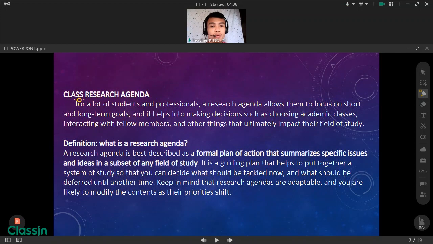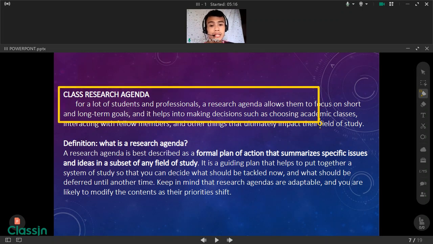Now, when you're going to make a research class, it's important for you to plan the schedules of your research. Why? Because if you're not going to make a schedule, you will be confused about the capacity of the time that you have, since you have only limited time. So you have to plan your schedule so that the process of making your research will be easy.